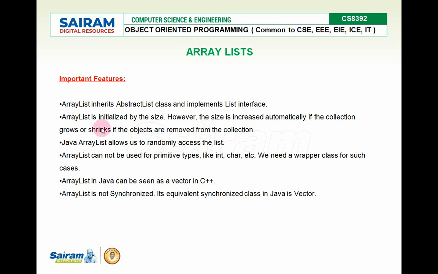And here are some important features of ArrayList. As I already told you, it inherits the AbstractList and implements the List interface. And ArrayList is initialized by size, or else you can use empty also, right? It automatically grows if the collection grows, and that is the dynamic size of the array. ArrayList allows random access to the list, and ArrayList cannot be used with primitives like integer or character. We need a wrapper class. Wrapper class means we should use the Integer class or String class, then only we can use it. We cannot use the int array, so we use the Integer class. That is what they refer to as the wrapper class.